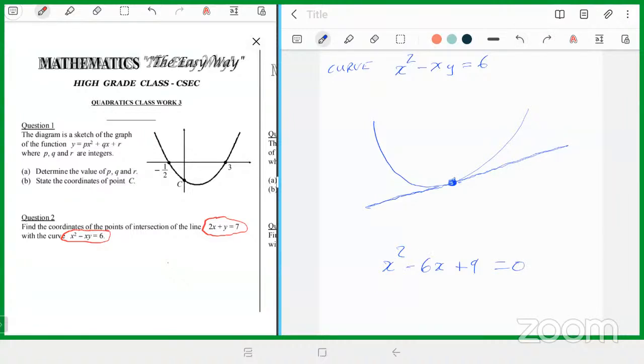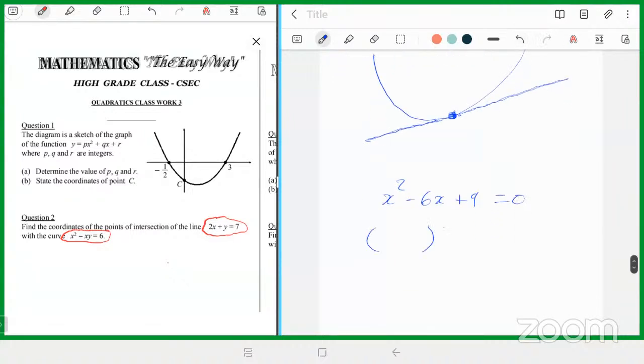Because the 2 factors of this, if you factorize it, will be x minus 3, x minus 3 equals 0. So this factor gives you x equals 3, and this factor gives the same x equals 3. So it's like you have the 2 points of intersection at the same place, the 2 intersecting points coincide, they're at the same place. They call them repeated roots.